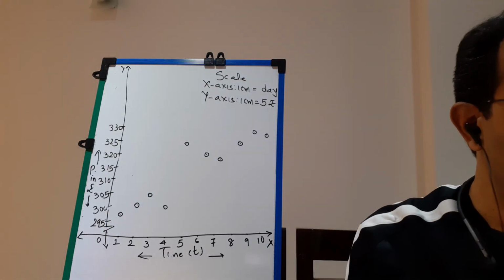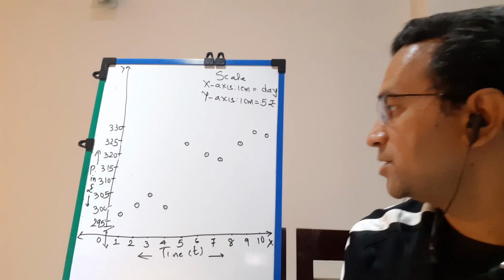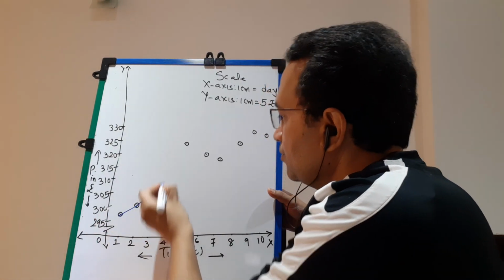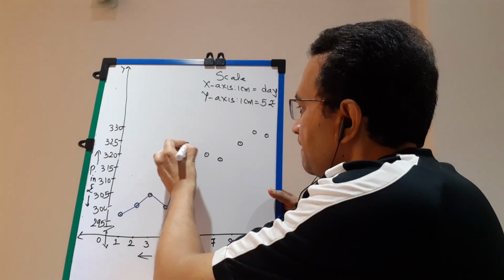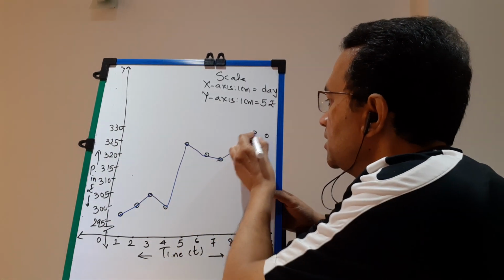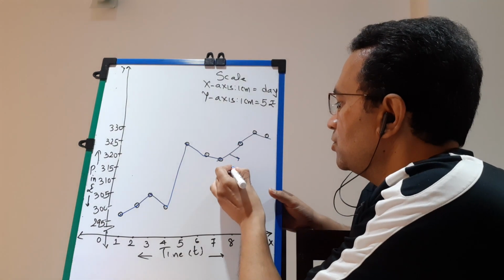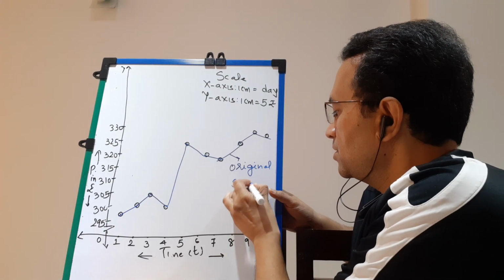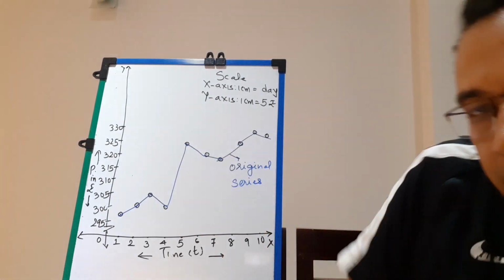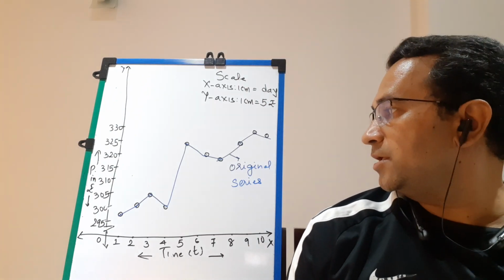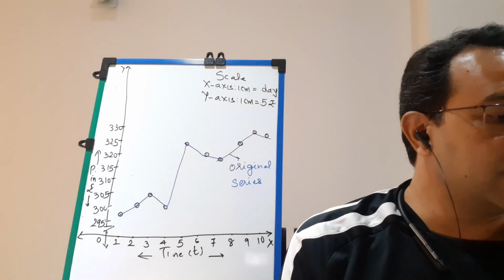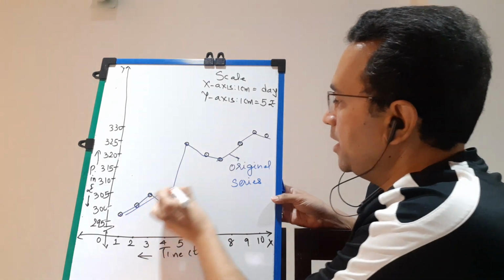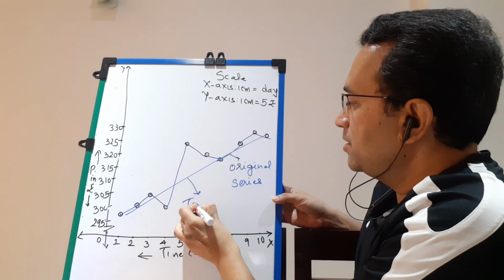Now students, we have to join these 10 points in order with the help of line set. This is our original series. And again, a reason not to draw a curve, that here more appropriate will be a line, students, rather than to draw a curve. So here we can draw a trend line like this. This is trend.